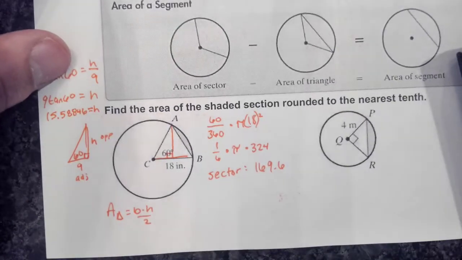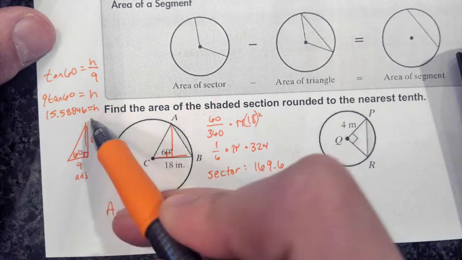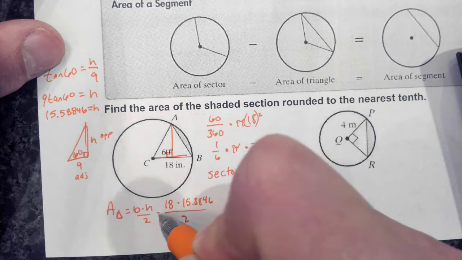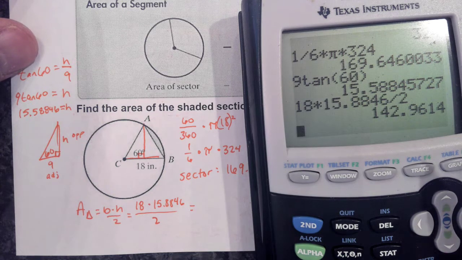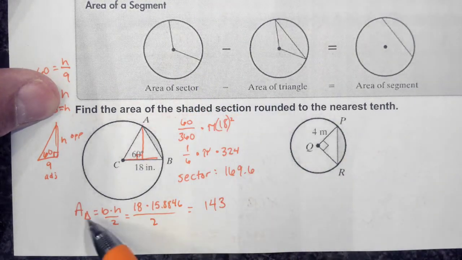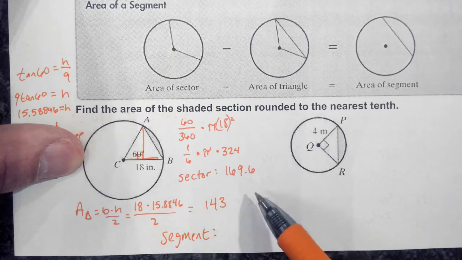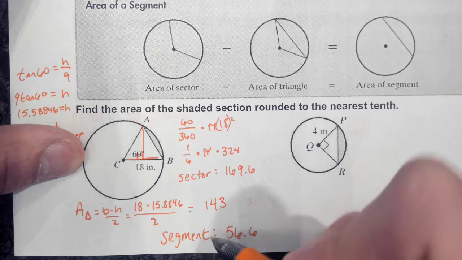Now I go back to my original triangle. What's the whole base? The whole base is 18. The height is that number I just got, 15.58846, divided by 2. So I'll type that in: 18 times 15.58846 divided by 2. There's the area of my triangle rounded to the nearest tenth. That 6 is going to round that 9 up, which bumps it up to 143 even. So I've got the area of the sector and the area of the triangle. Now I just have to subtract the two to find the area of the segment. A little bit more work, but not too bad. What's 169.6 minus 143? That's going to be 56.6, and that's approximate.